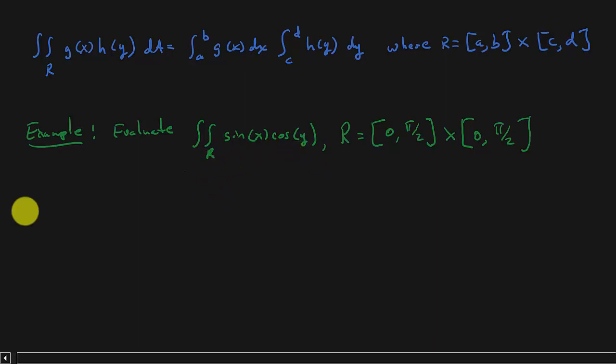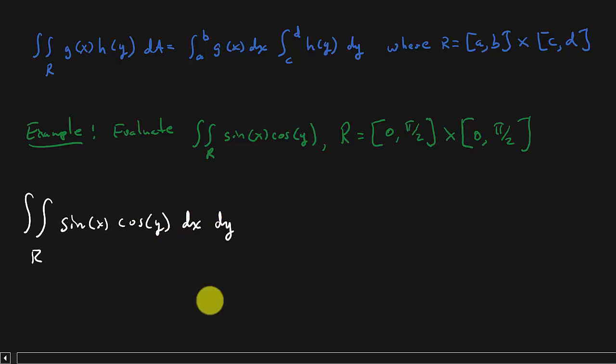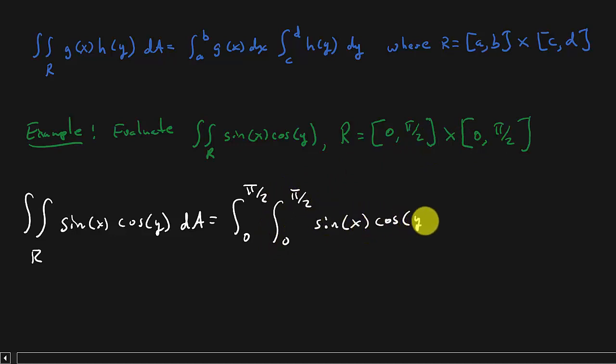Okay, so we've got the double integral of sine x cosine y dx dy over dA, that's equal to the integral from 0 to pi over 2, 0 to pi over 2, of sine x cosine y dx dy.